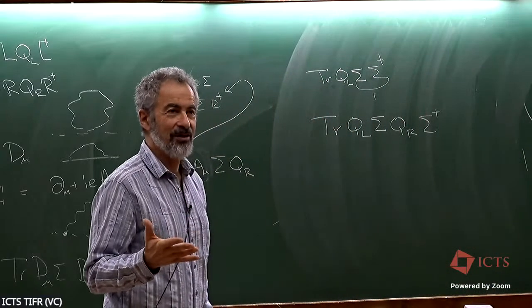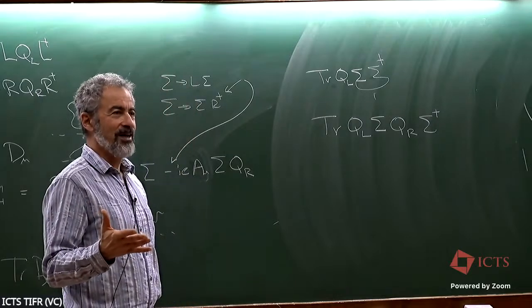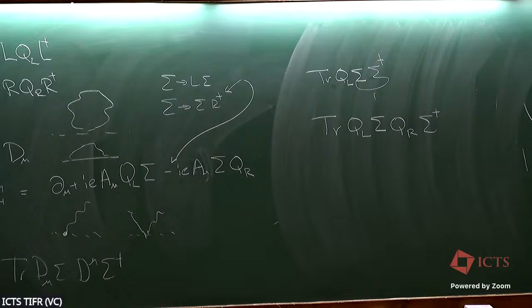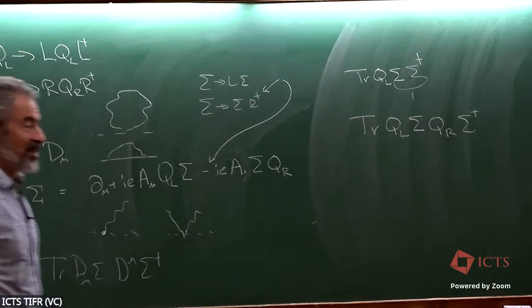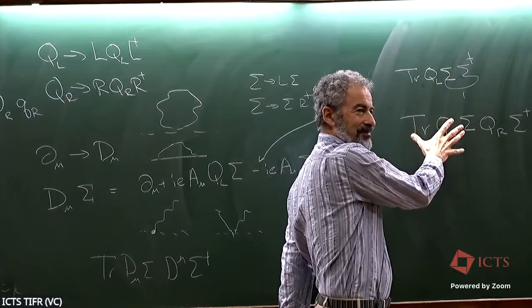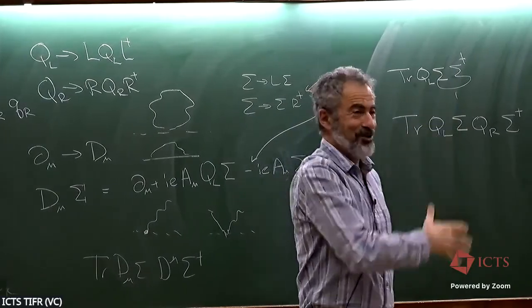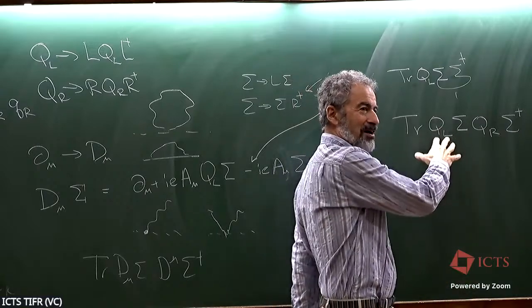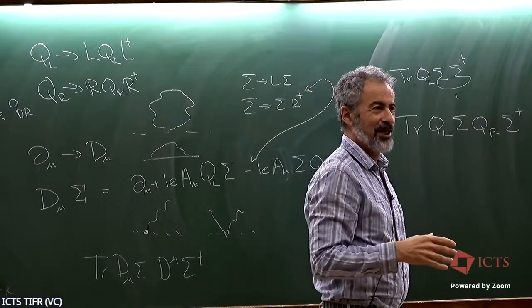One observation you can make right away is that if I had gauged an axial type gauge symmetry, where left and right matrices had opposite sign, then the contribution to the meson mass would be opposite sign. And I actually used that in my PhD thesis, where I was making a theory of composite Higgs bosons.